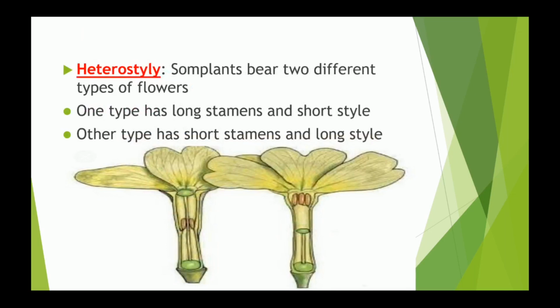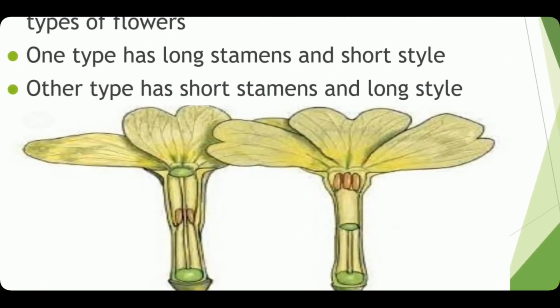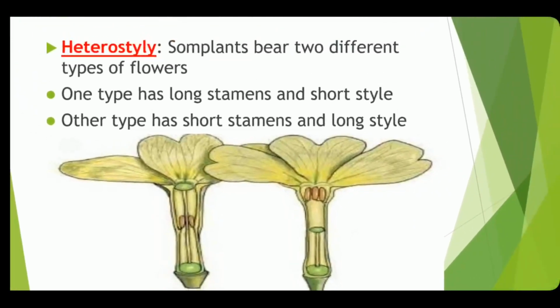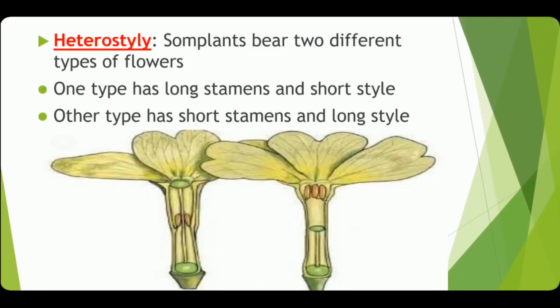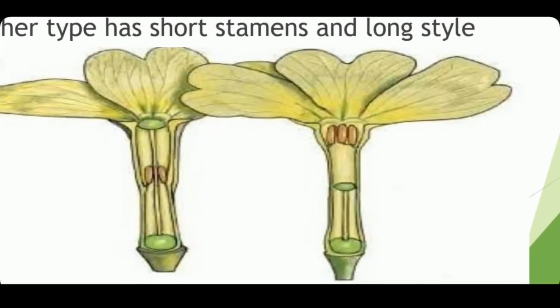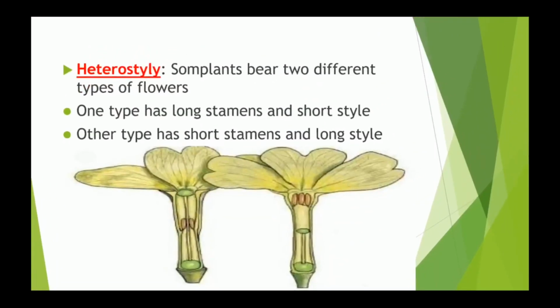Now the next terminology is heterostyly. In heterostyly, some plants bear two types of flowers. One type has long stamens and short styles. If stamens are long and styles are short, then self pollination cannot occur. And similarly, if the stamens are short and styles are long, then also pollination will not occur. So this is how self pollination in such flowers cannot occur.